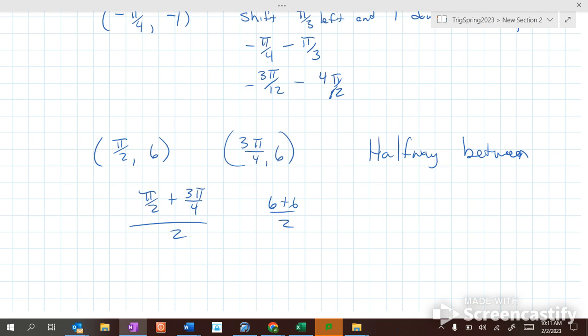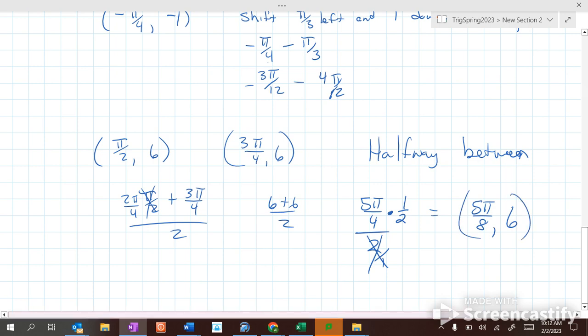Well, pi over 2 is what over 4? 2 pi over 4, right? So 2 pi over 4 plus 3 pi over 4 is 5 pi over 4 over 2. Well, this is 2 over 1 in the denominator, right? So when we have a complex fraction, multiply the numerator times the reciprocal of the denominator. And we get 5 pi over 8. And then the y value, 6 plus 6 is 12 divided by 2 is back to 6 again. Halfway in between. Just add them up and divide by 2.